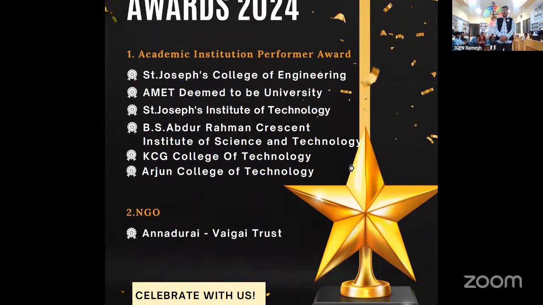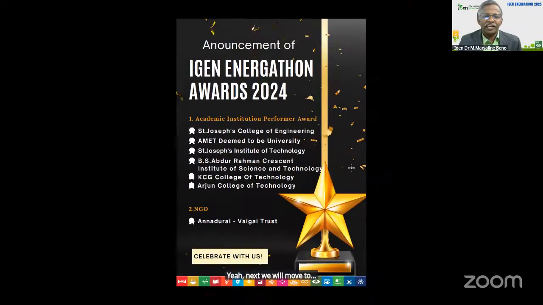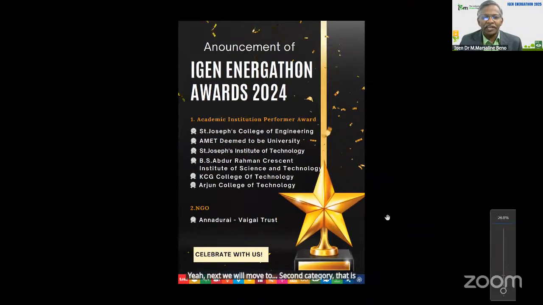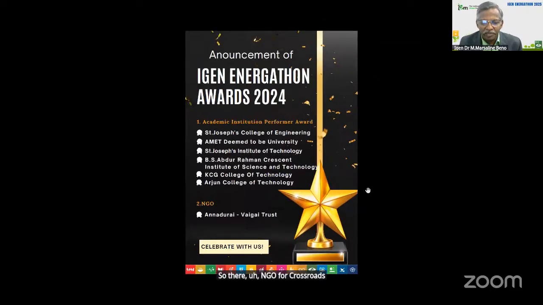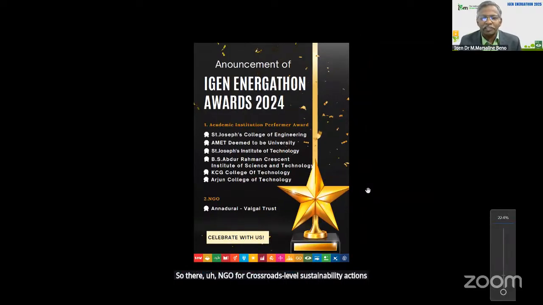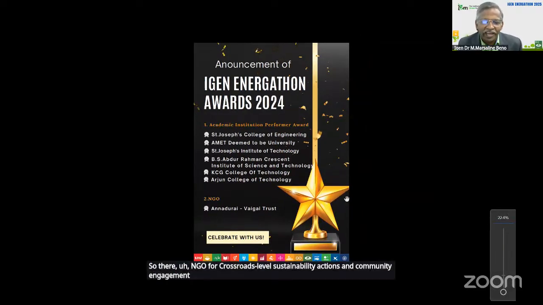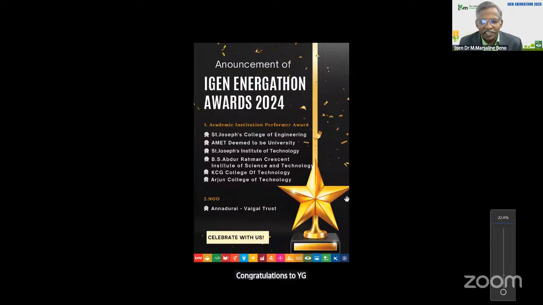Next we will move to the second category, that is the NGO category. For grassroots level sustainability actions and community engagement, the award goes to Vaigate Trust. Congratulations to Vaigate Trust NGO organization.